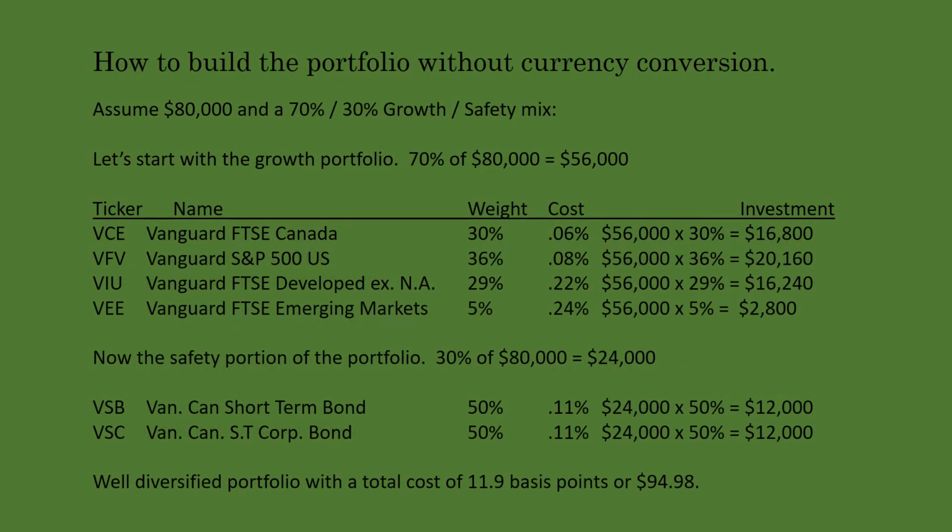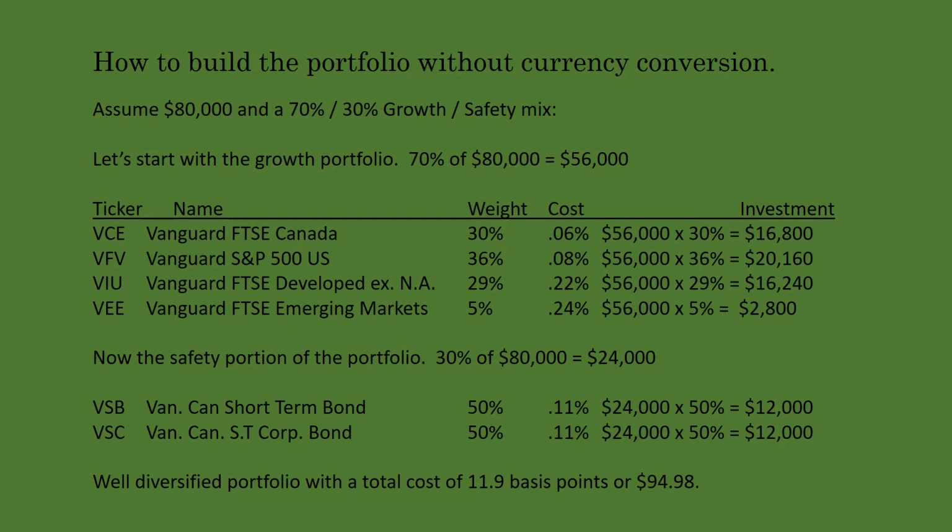Now let's build the portfolio. Let's use the Vanguard Canada portfolio as an example. Let's assume you have $80,000 to invest, and let's assume we know that you want 70% in growth and 30% in safety. So step one, 70% times $80,000 equals $56,000 into the growth portfolio. 30% times $80,000 equals $24,000 into the safety portfolio. That is step one. Step two, let's fill out the portfolios.